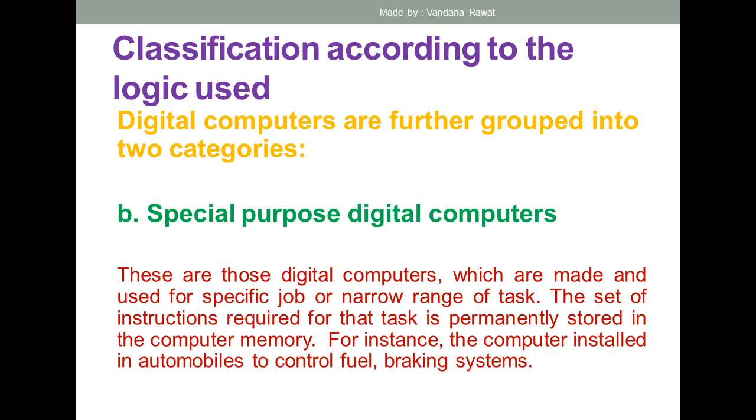So the personal computer comes under the category of general purpose digital computers, because with the help of a general purpose digital computer, we can perform different tasks. That is why the personal computer comes under general purpose digital computer. But the computers which are installed in the automobile to control the fuel and for the braking system come under the category of special purpose digital computer. Hope you have understood.